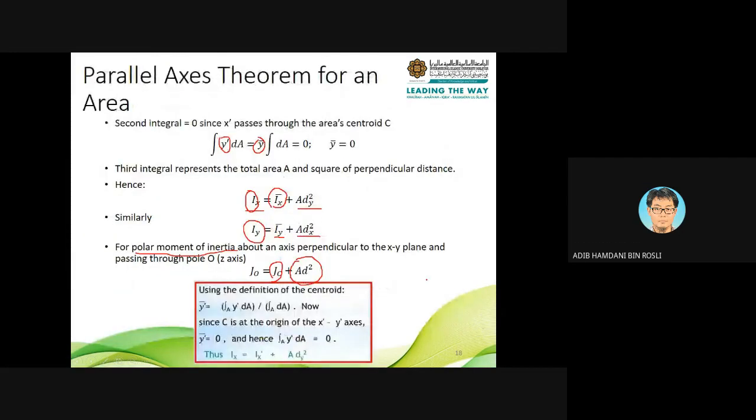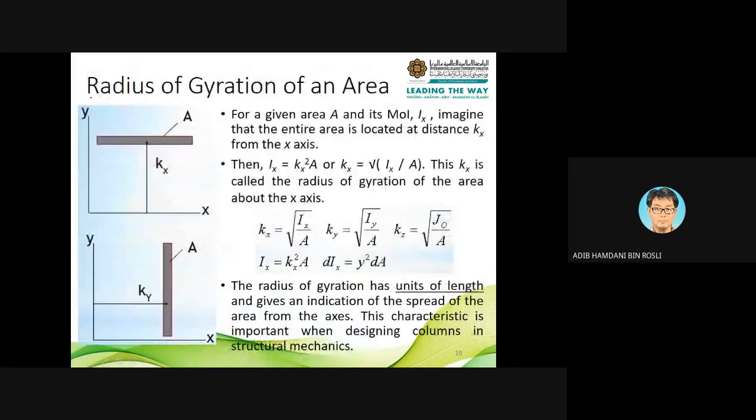Then we go to 10.3, the radius of gyration of an area. We'll discuss some examples of 10.2 later on, so we go to 10.3 first.